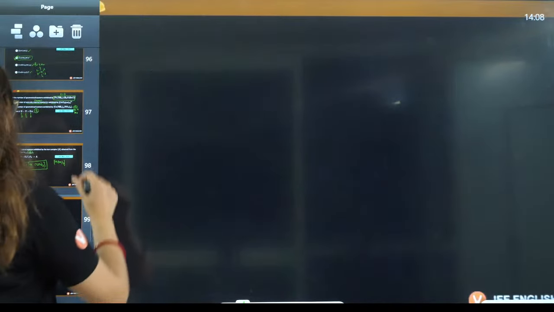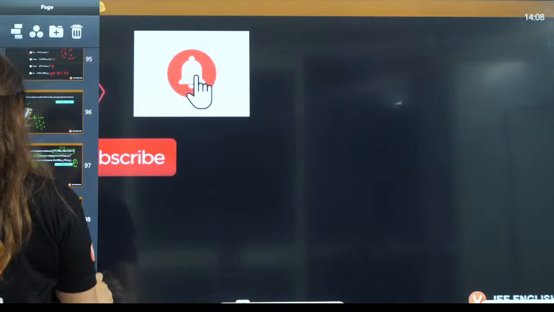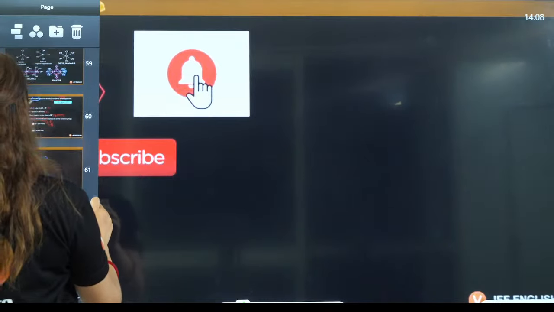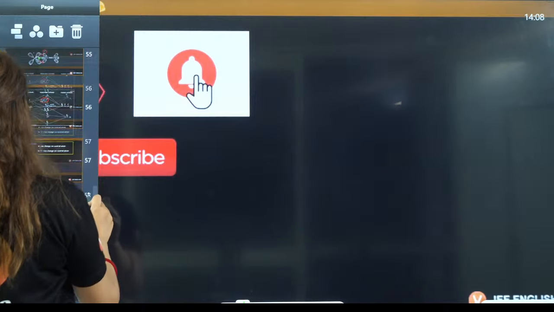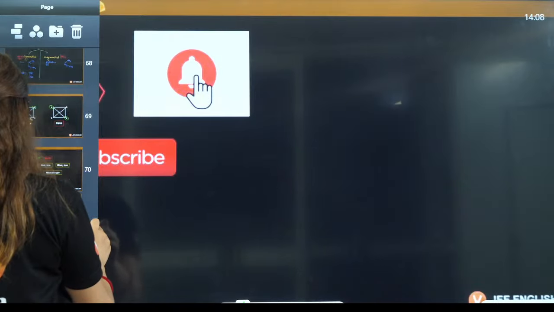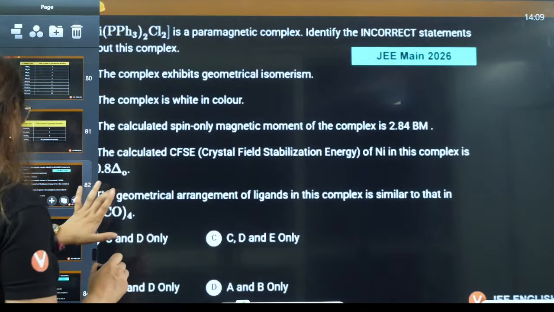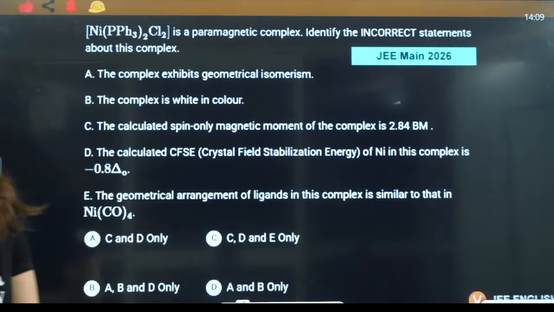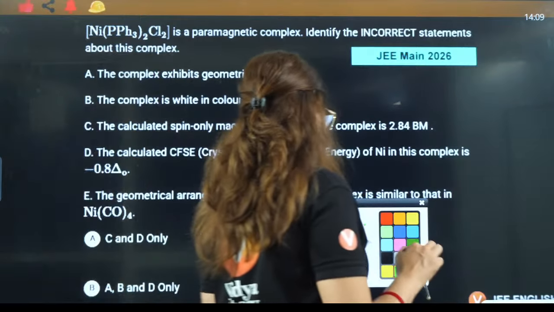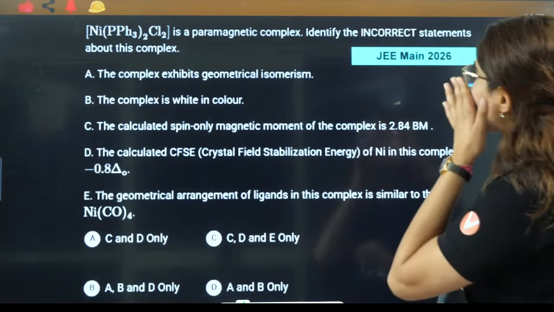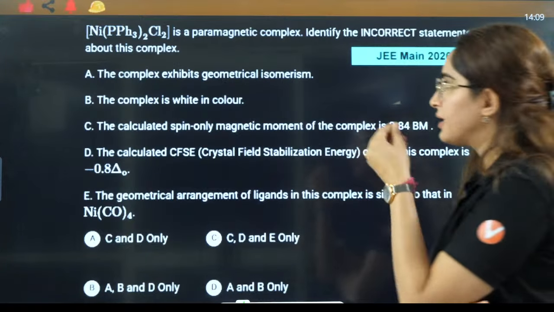Okay. Now let's see that one tricky question that we had here. Because it was a lengthy question, I left it for the end. So we'll see this. Is everybody ready for this question? Do let me know. Last question of today. JEE 2026 question again.